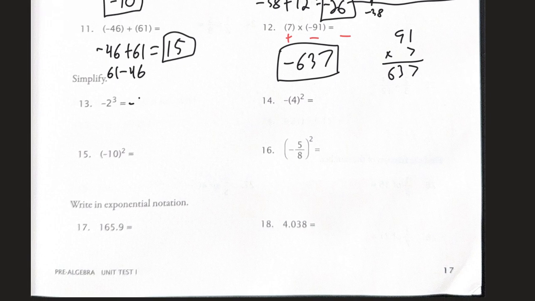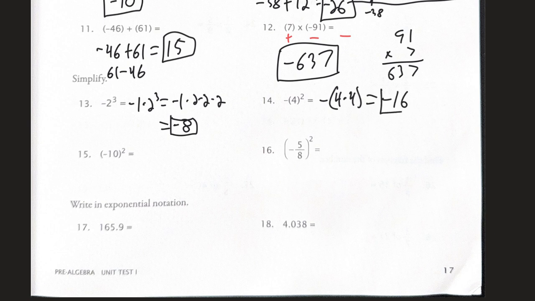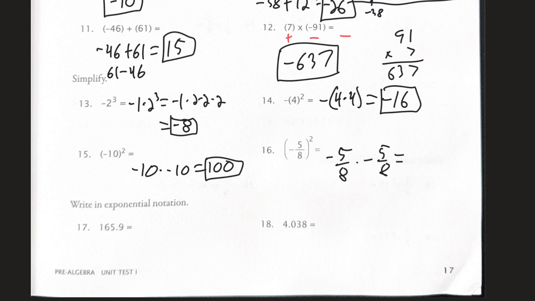So this, remember, is negative 1 times 2 to the third, which is negative 1 times 2 times 2 times 2, which would be negative 8. Here it's negative, and then 4 times 4, which would be negative 16. This one's negative 10 times negative 10, which is 100. And then this is negative 5/8 times negative 5/8, which would make that a positive. A negative times a negative is a positive. And then for multiplying fractions, you multiply straight across. So 5 times 5 is 25. 8 times 8 is 64.